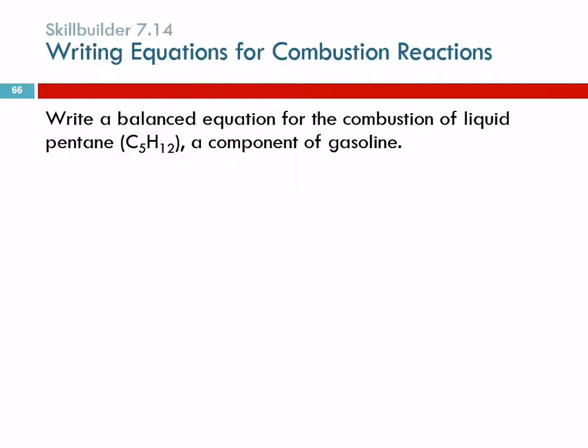So let's write a balanced equation for the combustion of liquid pentane. We give you the name because we don't expect you to know the formula for pentane. This is another component of gasoline. Well, we gave you one of the reactants, C5H12. What is its physical state? It's a liquid. They told us that in the problem. If it's combusting, what's the other reactant? Oxygen. At room temperature, what's the physical state of oxygen? It's a gas.